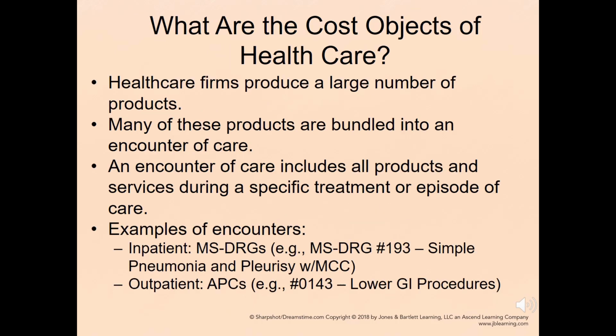Healthcare firms produce a large number of products, and many of these products are bundled into an encounter of care. An encounter of care includes all products and services during a specific treatment or episode of care. An example of an encounter for an inpatient would be MS-DRGs, for example MS-DRG 193, which is simple pneumonia and pleurisy with MCC. Or for outpatient APCs, for example 0143, which is a lower GI procedure.